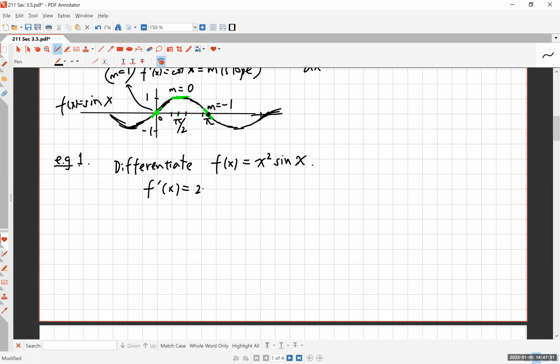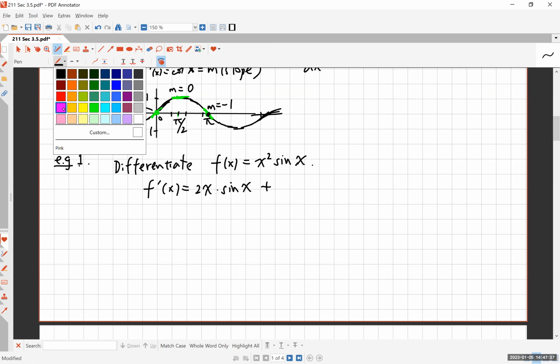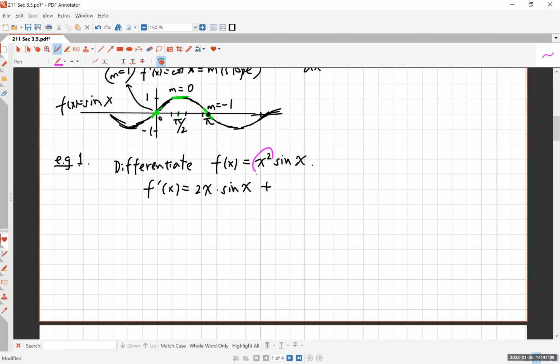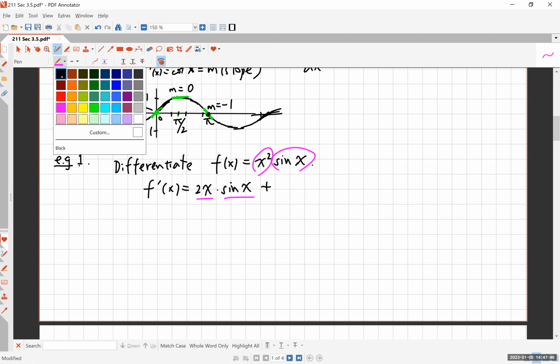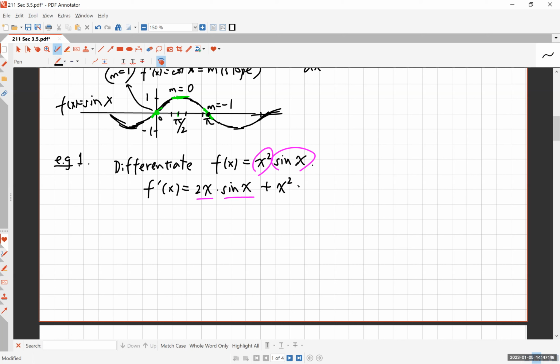The derivative of the first times the second plus, you see what I'm talking about, by the way? When I say first, I mean this. And this is the second. The derivative of the first times the second plus the first times the derivative of the second. Or you can write derivative of the second times the first if you like. So it's the first times the derivative of the second, right? And there's not much more you can do. This is the answer to this question.